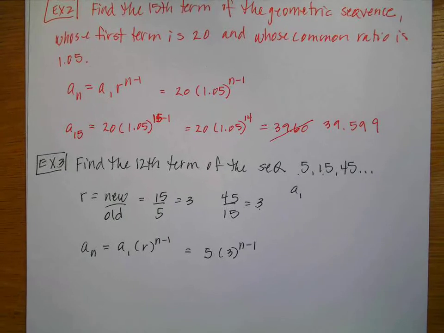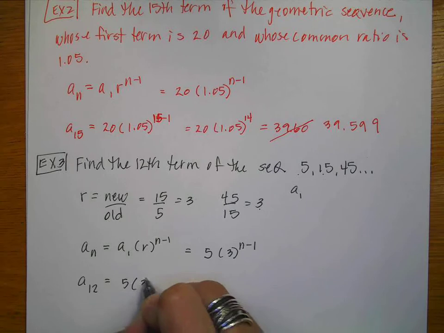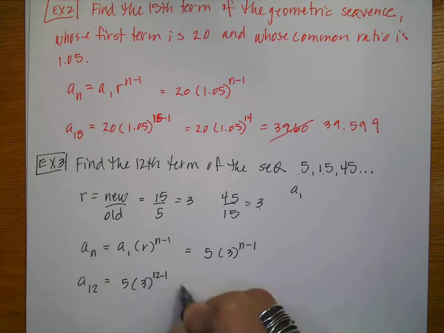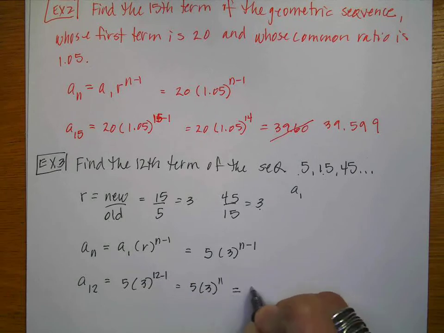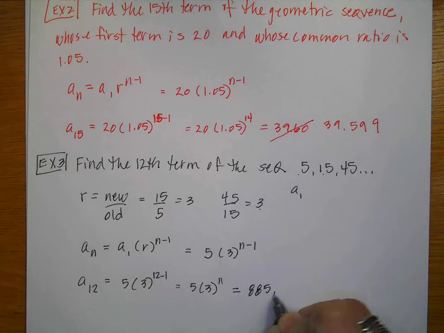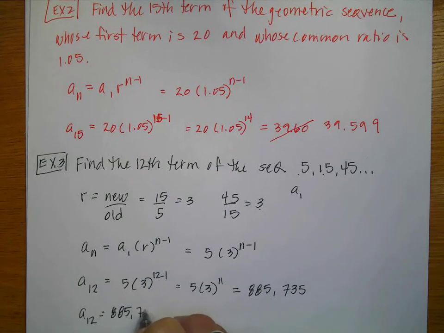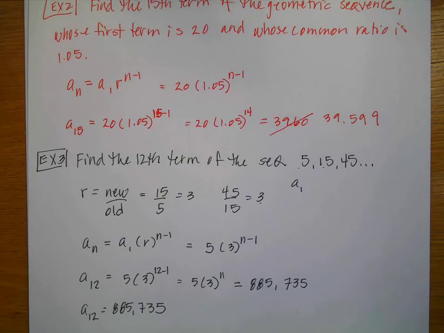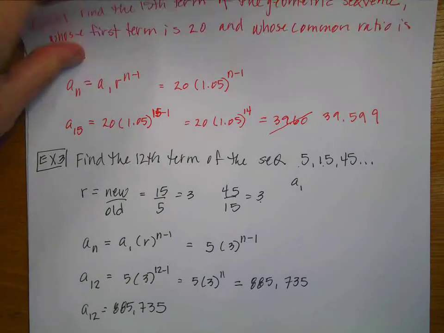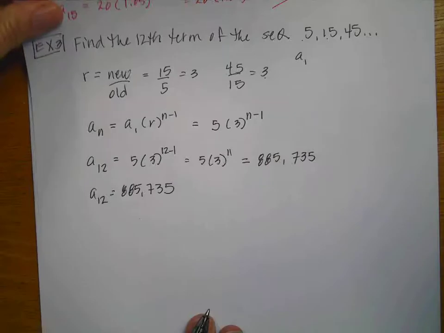And again, I'm going to do this one by hand just to illustrate a point. So a sub 12 is going to equal 5 times 3 raised to the 12 minus 1. So this is 5 times 3 raised to the 11. And when I do that math, I get 885,735. I would report a sub 12 is 885,735, because remember, every single solution that you write has to be identified. All right, let me move my little thingy because my paper is in the way.